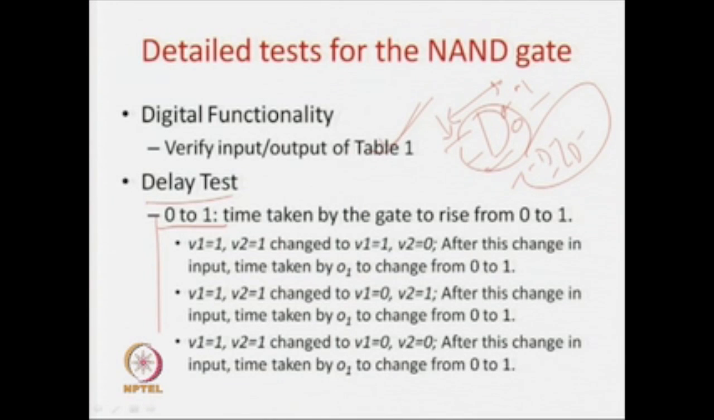Now, how do you go for a delay test? The delay test will be like from 0 to 1. Initially in the NAND gate, this was the gate, say. Initially the output was a 0. Now, you have to make the output 1 because of some inputs. Maybe the input in that case was 1 1, and now say the input is 0 0 kind of a thing. So, the NAND gate output will rise.